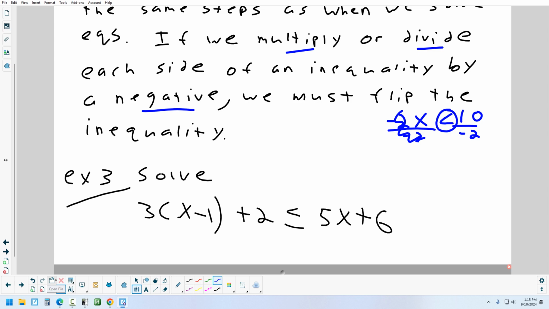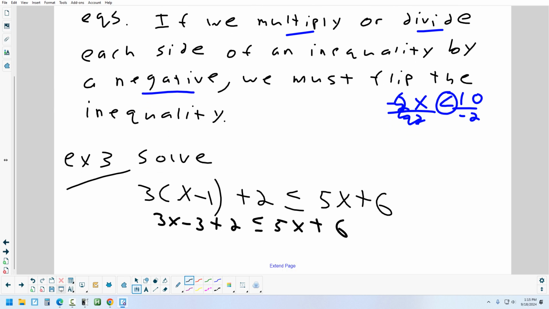All right, so let's see if we can try the steps for solving an equation on an inequality, and if we do divide by a negative, we will have to fix it. Okay, so on the left side, what's the first thing I would do to get rid of my parentheses? Distribute the 3. Yep, so distribute the 3. 3x minus 3.